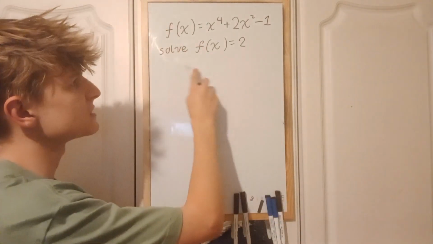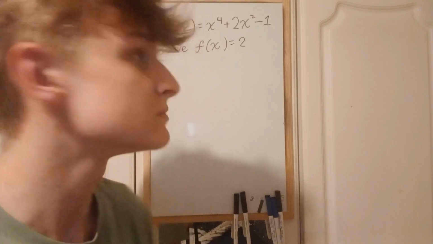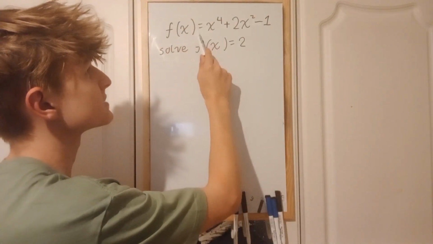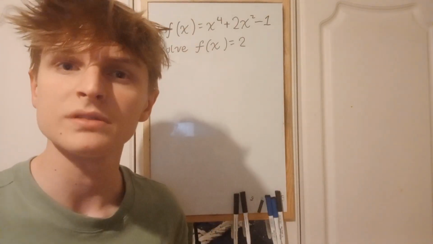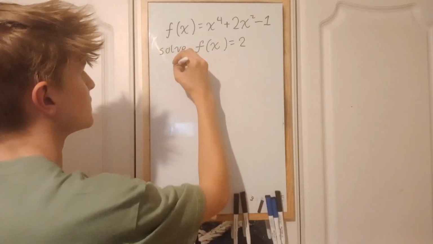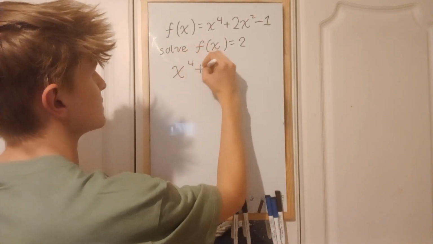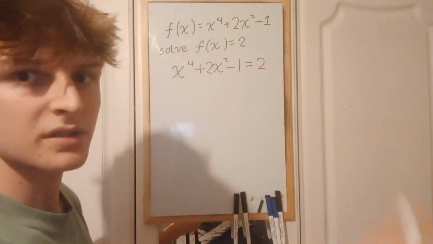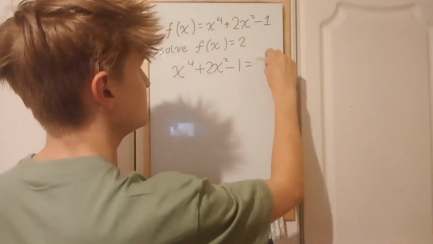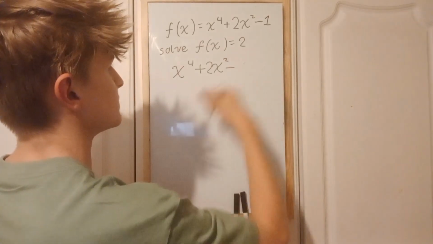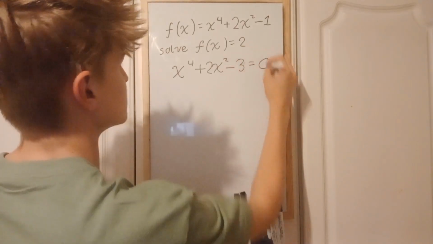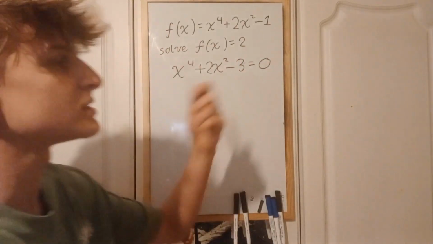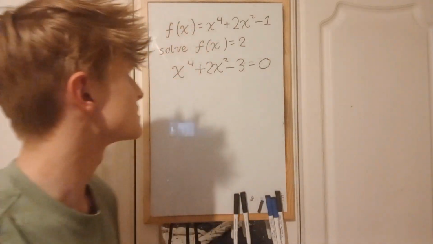The question is to solve f of x equals 2. So we're going to set up the equation f of x, set it equal to 2, and then see if we can get anywhere. So take x to the fourth plus 2x squared minus 1 equals 2. We can bring that 2 over to the other side, and we get minus 3 equals 0. Okay, so now we've got this equation here. How can we possibly solve that?